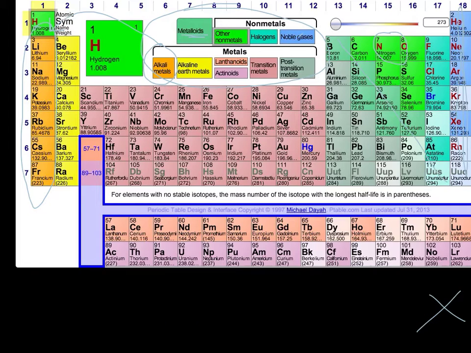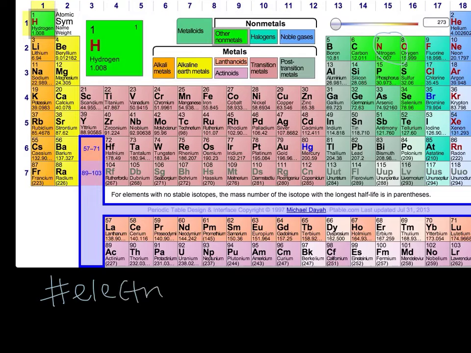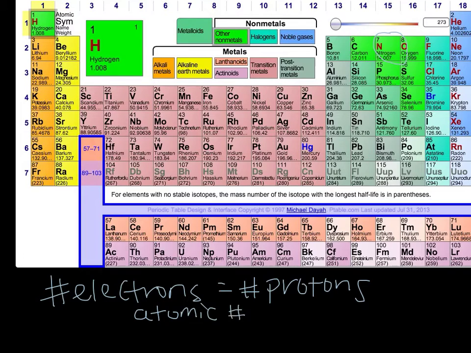So now that you know kind of what all those numbers on the periodic table mean, and different information about each element, it's also important to know about the number of electrons in an element. So the number of electrons in a neutral element is equal to the number of protons. So if that's the case, then the atomic number stands for protons, and it stands for electrons.